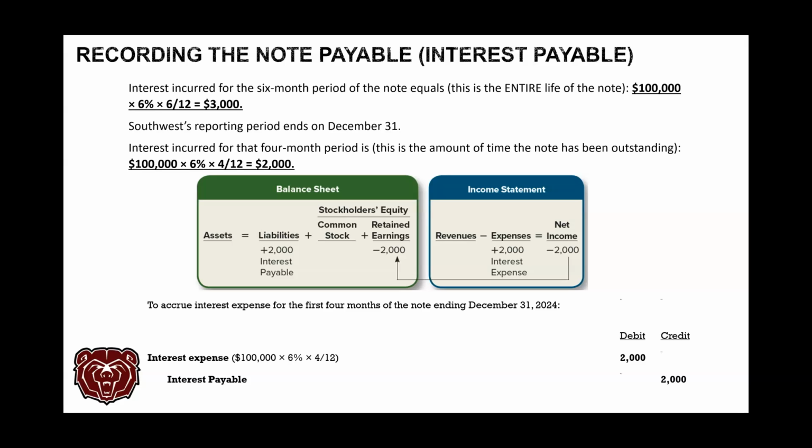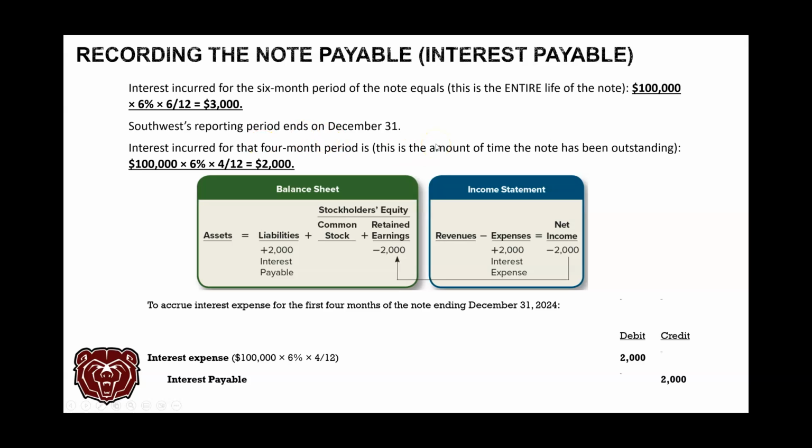What we will do just for observation purposes is find out how much interest we actually owe. At the end of this, you can see we're going to owe $3,000. We take $100,000, our amount, times 6%, our rate, times the amount of time that we're going to have this note. 6 months is the full life of the note. So you're going to owe $3,000 in interest at the end of this note.